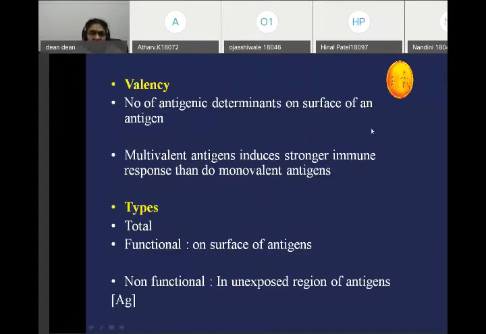What is valency? Valency is the number of antigenic determinants on the surface of an antigen. Multivalent antigens induce a stronger immune response than monovalent antigens. Valency can be functional valency, where the number of antigenic determinants is included, and in non-functional valency, antigenic determinants present on an unexposed region of the antigen are included. So total valency of antigen includes functional valency as well as non-functional valency.